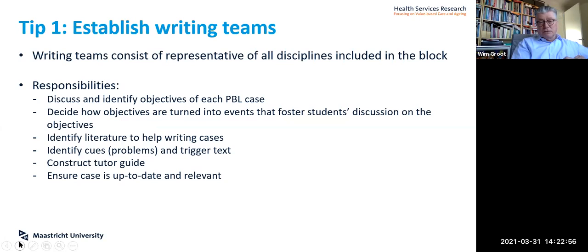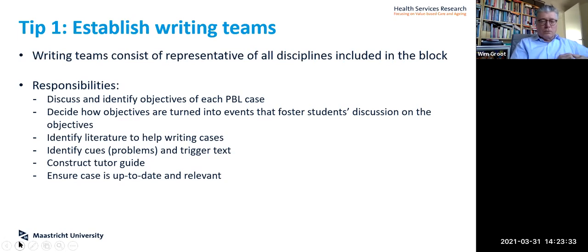The case may increase in attractiveness if you can find or write an interesting triggering text for students, which they can immediately identify with, which they may recognize, and which may involve them and stimulate the discussion about the case. So that's about the actual writing of the case.